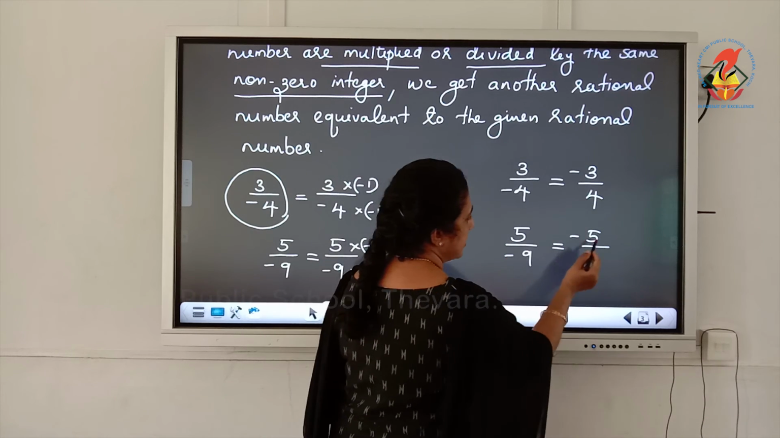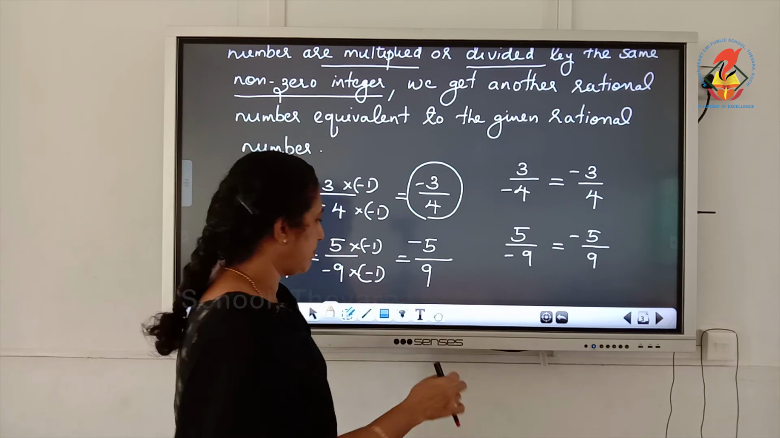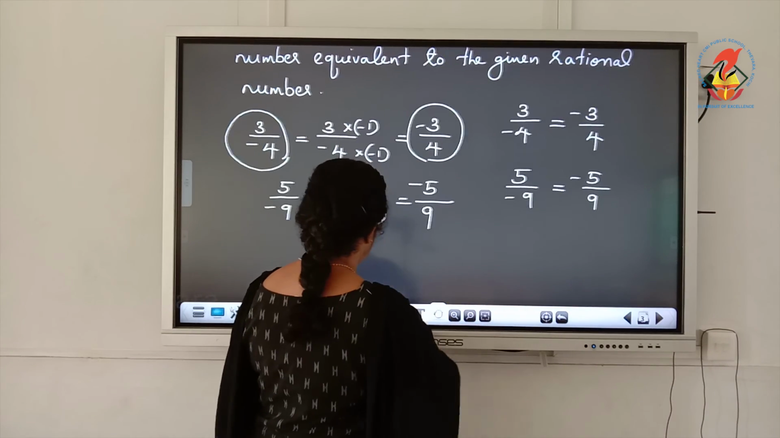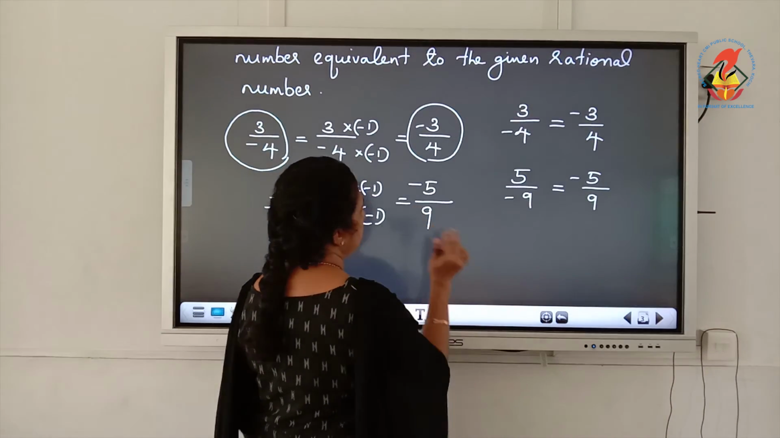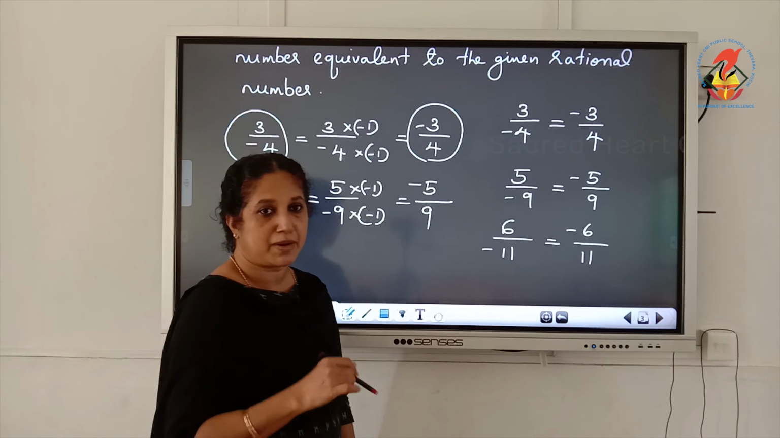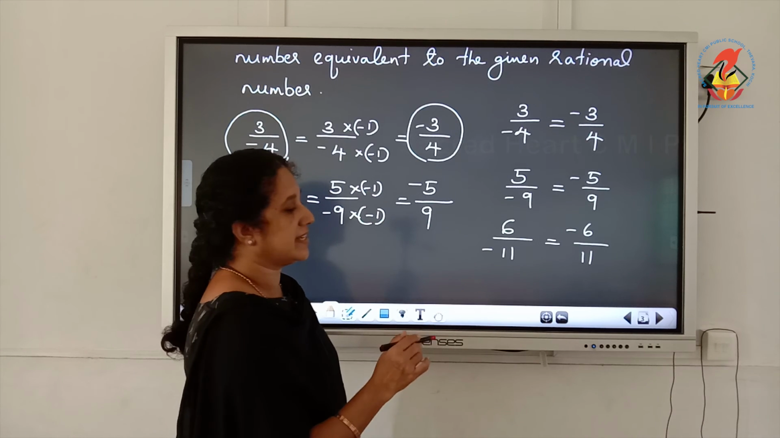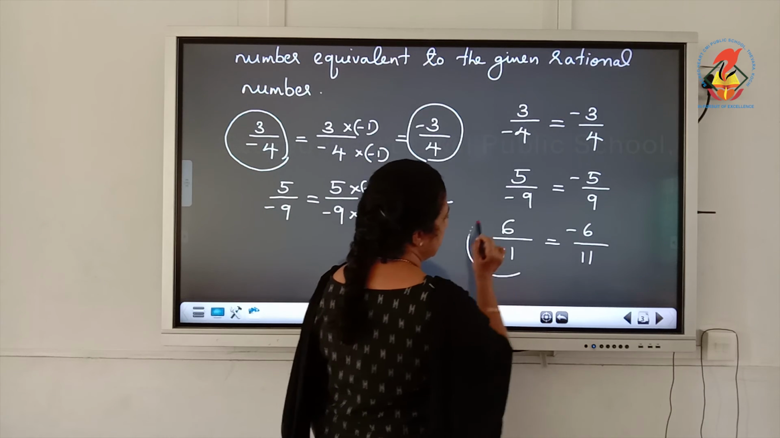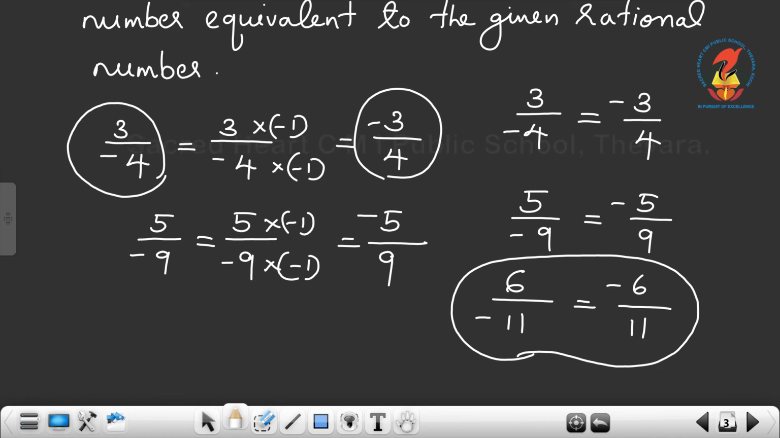5 by negative 9 is the same as which one? Negative 5 by 9. So we can say 6 by negative 11. So 6 by negative 11 is the same as which one? Negative 6 by 11. So what we did here, we multiplied both numerator and denominator by negative 1, so we get a rational number equivalent to the given rational number. So 6 by negative 11 is the same as negative 6 by 11.